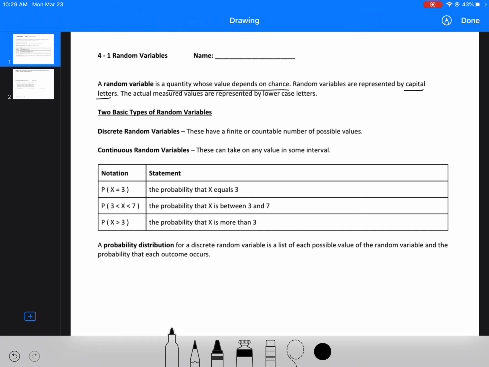There are two basic types of random variables: discrete random variables that have a finite or countable number of possible values, for example, dice. And continuous random variables that can take on any value in some interval, for example, the number of chips in a package.